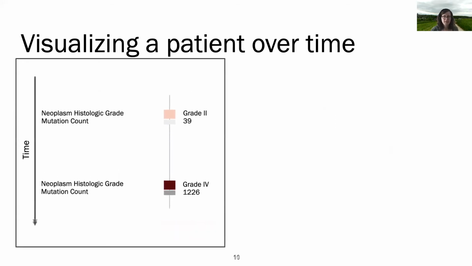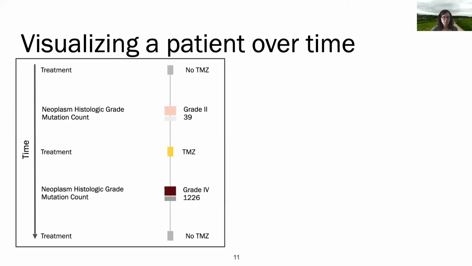In OncoThreads, we can add treatment blocks between time point blocks. And here we added a drug called temozolomide, which is a common anti-cancer drug. And as you can see, the patient received TMZ in between the first and the second time point. And the question now is, is this a common pattern or is this just coincidence?